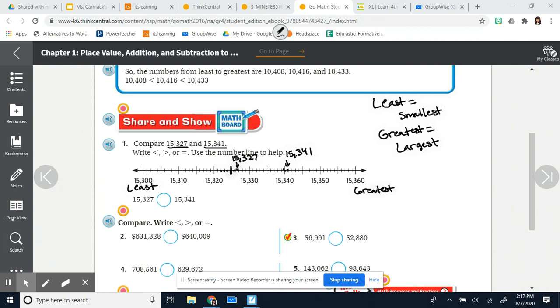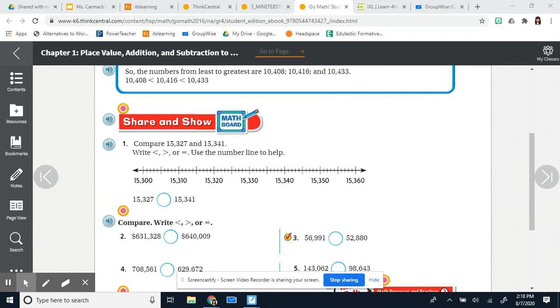So that means, well, let's see, on our number line, 15,341 here is closer to greatest. So that means our greater than sign is going to open to 15,341. Okay.